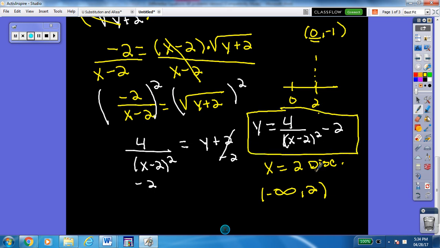Again, on the AP test, sometimes they don't care about the domain, and it's not a big deal. But if it states that it wants the domain, it definitely wants the domain. Either way, if it's something this easy, I would encourage you to do it even if they didn't ask for it. So that's the next example. Hope it made sense.